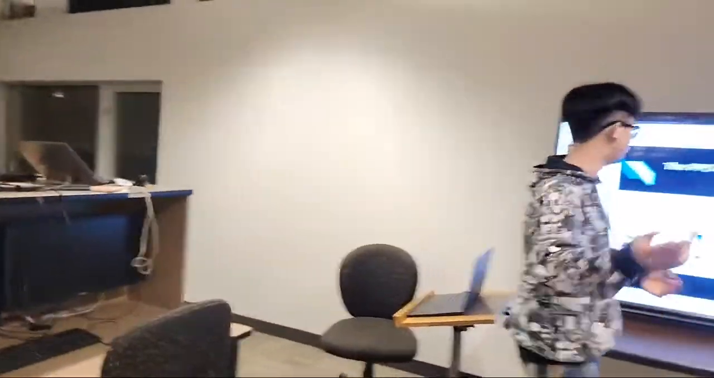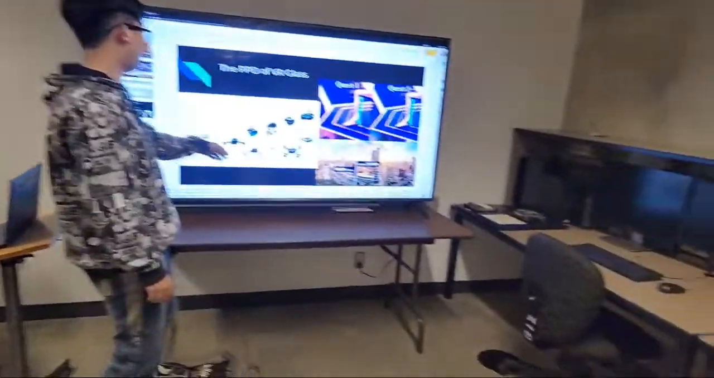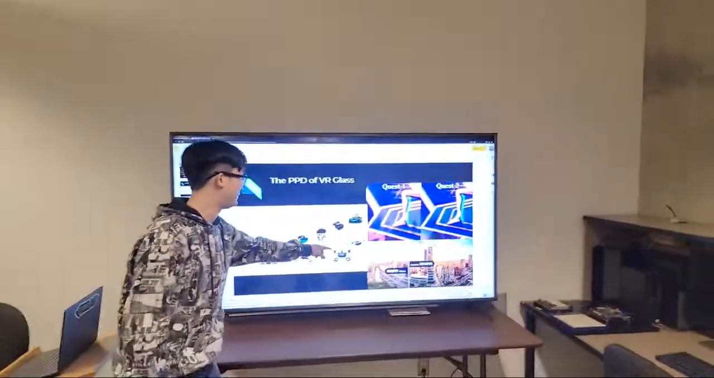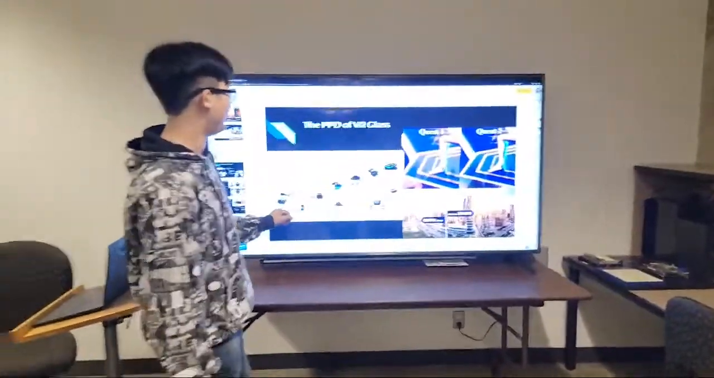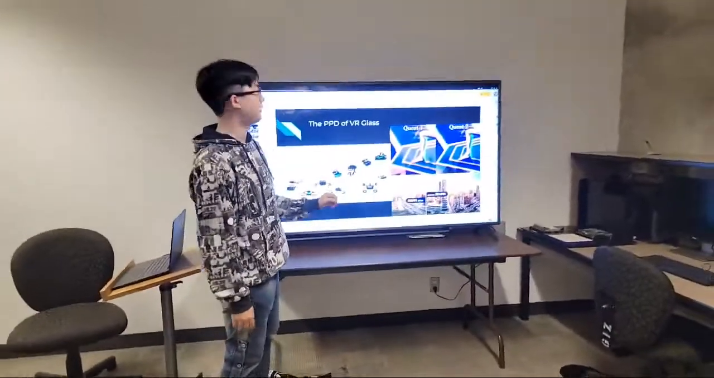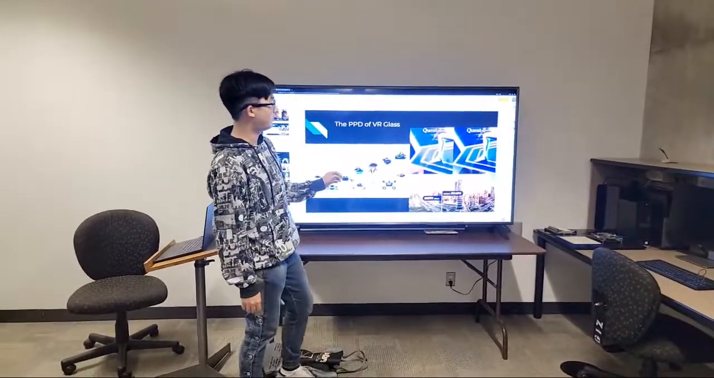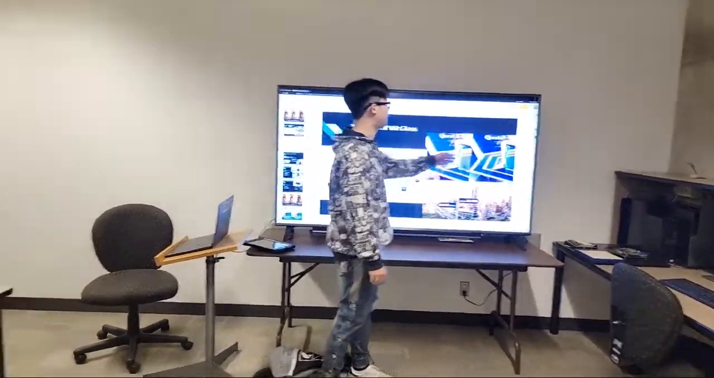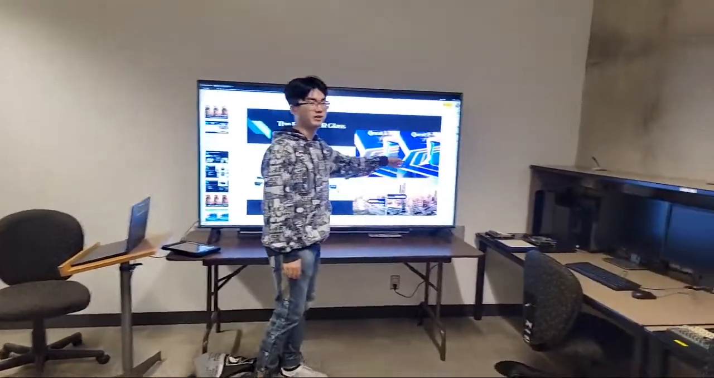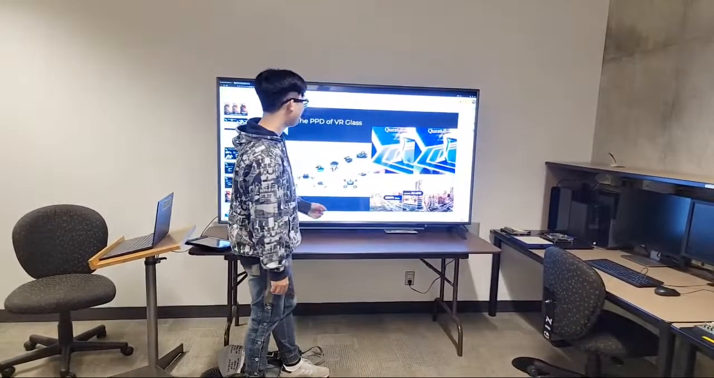Pardon? Yeah, the Quest 2 is 1.5. Yes, it's what you have. It's also like this one. I put a small picture here. So, when we have 20 PPD, we will have a relatively clear image inside the VR glass.